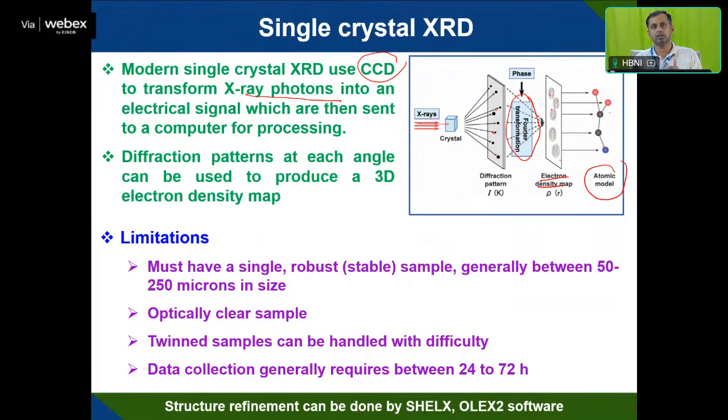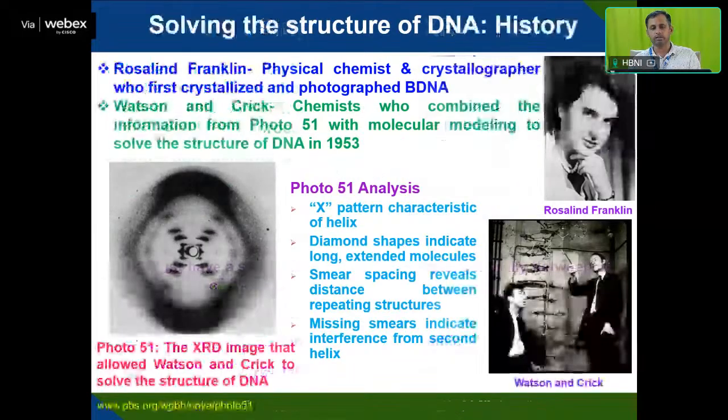Once you have the crystal pattern, you can refine it using various software like CellX and OLX2, like in powder XRD. You can use various software here to identify the structure. As you know, single crystal XRD helped to identify the structure of DNA. Watson and Crick got the Nobel Prize for this DNA structure analysis, and for that analysis they used single crystal XRD.